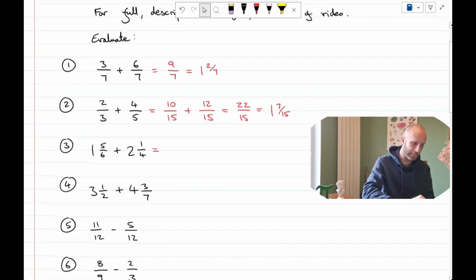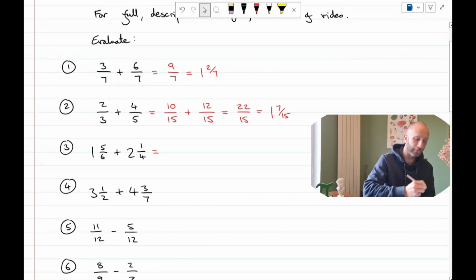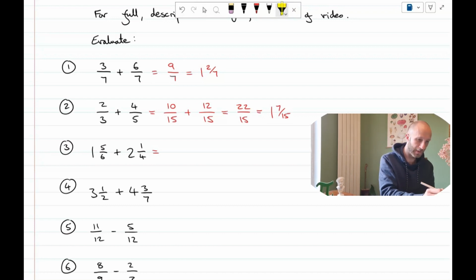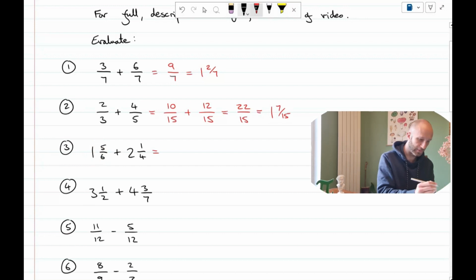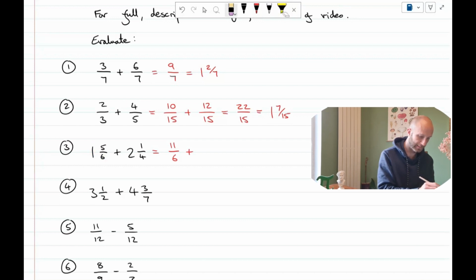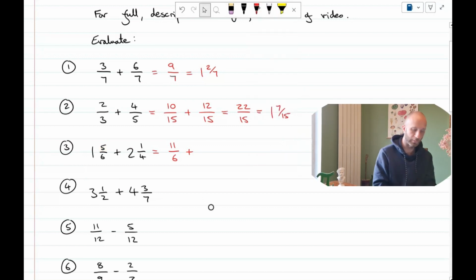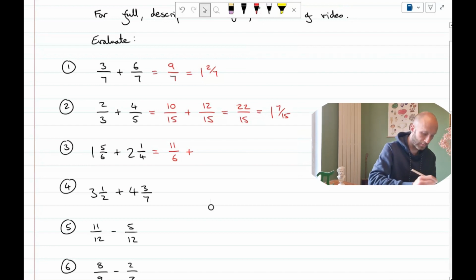So this one's a little bit different. In these ones we have mixed numbers, which is just a whole number with a fraction next to it. So the first thing we do here is convert our mixed number. So say 1 and 5 sixths. We're going to convert that into an improper fraction. We do that by multiplying the 1 on the outside by the 6 and adding the 5 on the top. So this becomes 11 over 6. So 1 times 6, add the 5. And the same with 2 and 1 quarter, and you should be quite comfortable with these techniques by this stage. So 2 and 1 quarter, 2 times 4 is 8, add the 1 is 9, so that's 9 over 4.